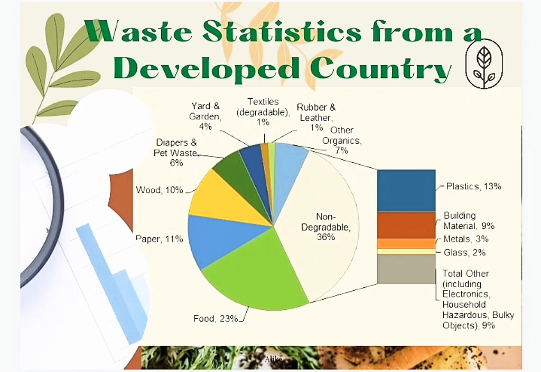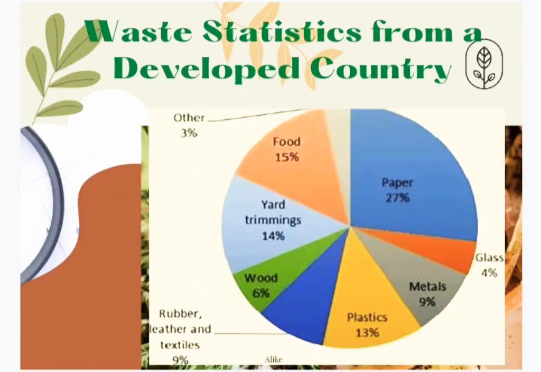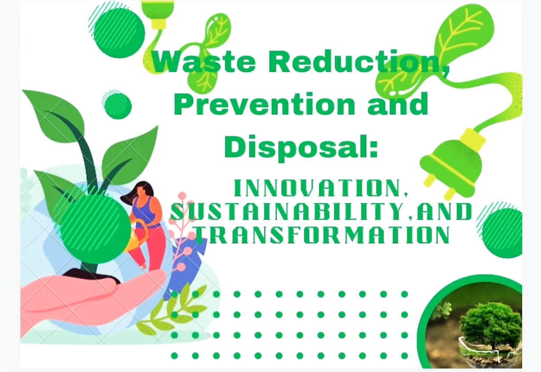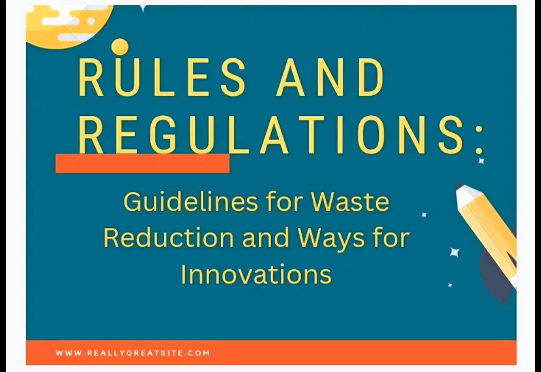So, the number one or the largest part of it is the plastics with 13%, followed by building materials and electronics. However, other data shows that papers and other biodegradable waste had a large part also in the waste problem. Here are also the global waste statistics. And so I come up with the project Waste Reduction, Prevention and Disposal, Innovation, Sustainability and Transformation. In this project proposal, we'd like to suggest the rules and regulations, guidelines for waste reduction and ways for innovations.